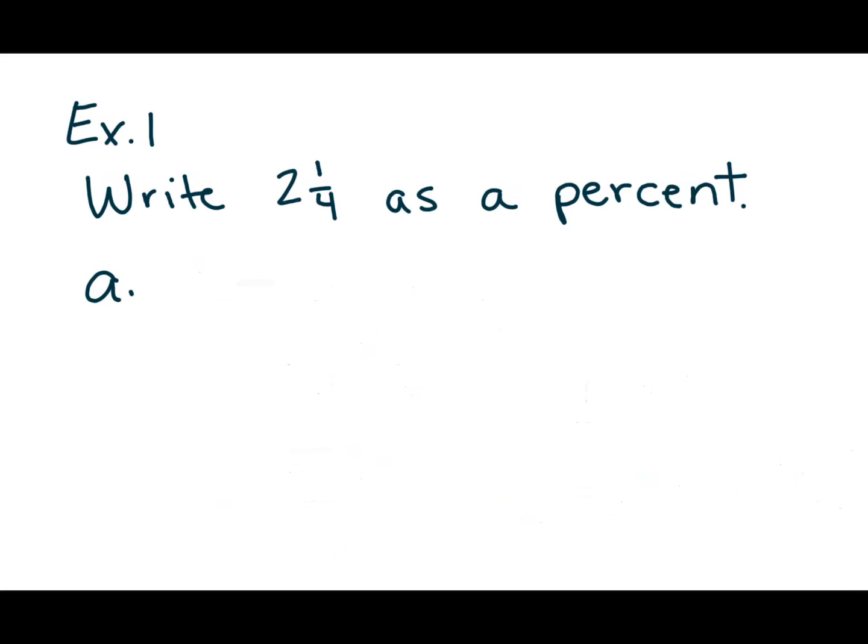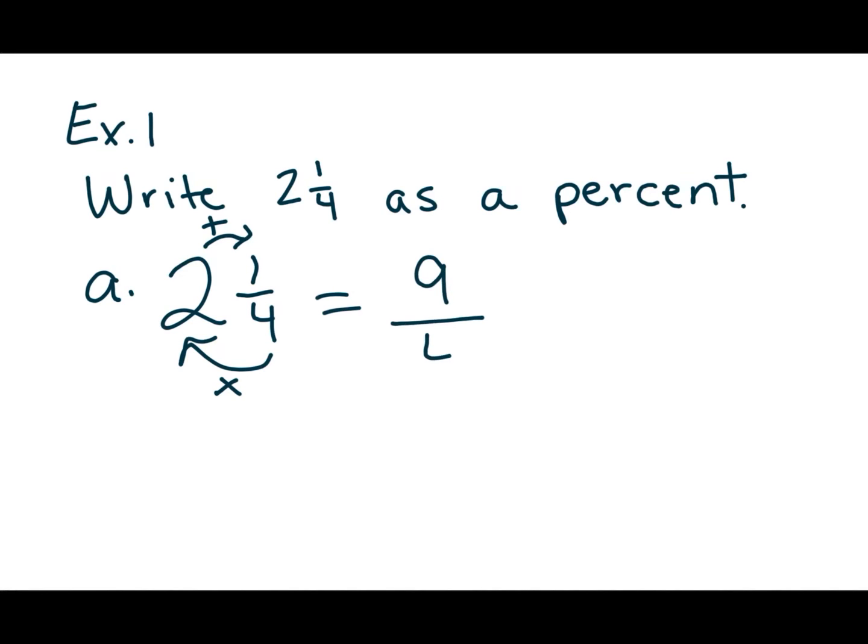Now the second method that we can use is we can change 2 1/4 to an improper fraction. Remember, 4 times 2 is 8 plus 1 is 9, so we get 9/4, and then I can just multiply 9/4 times 100%. Now recall that if I am canceling out, I can cancel out 4 here, factor out the 4, and I get 25.